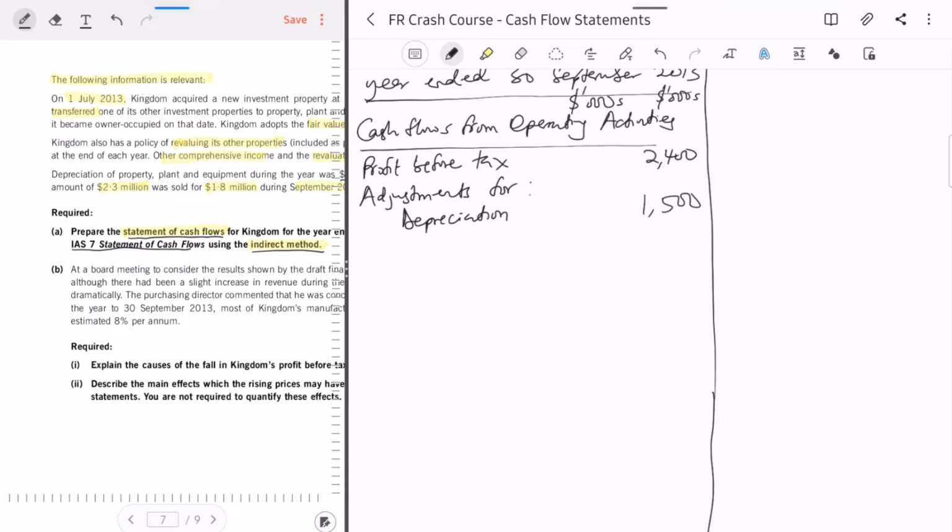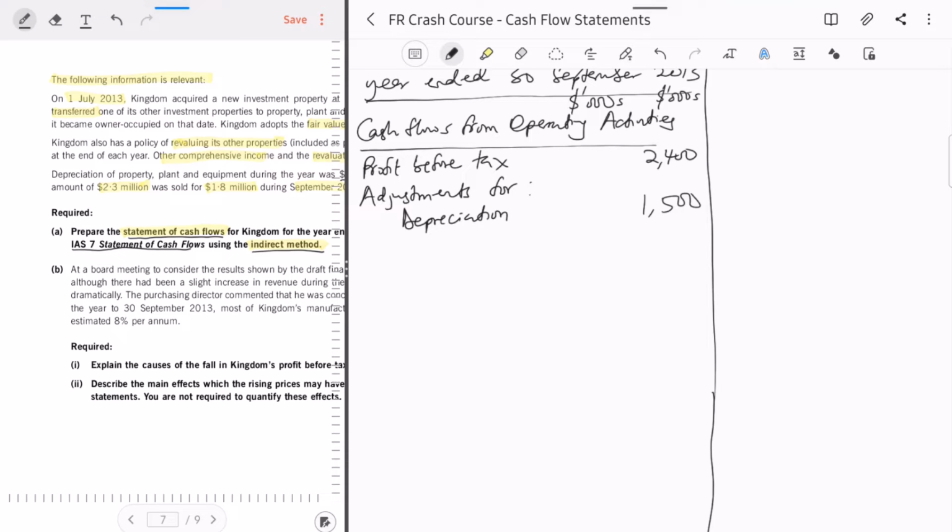What else must be adjusted for? If there's any profit or loss on disposal of an asset, it is also adjusted or added back. And the reason is simple. If you dispose of an asset and you make a loss, you have not really paid cash to anybody to pay that loss.